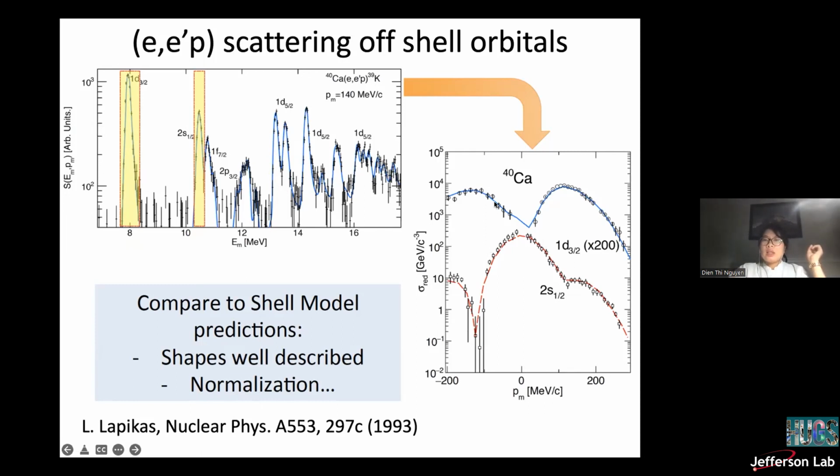The thing is the data points here and the curve. What we compare is the curve, which is the prediction from the particle shell model, and the data. You can see that the prediction from the shell model describes the shape really well and agrees very well with the data. But in terms of normalization, it does not.